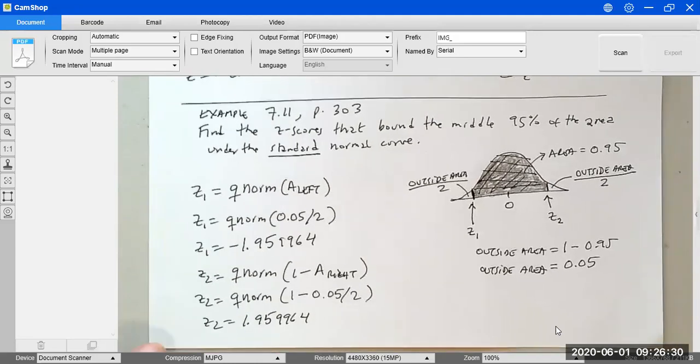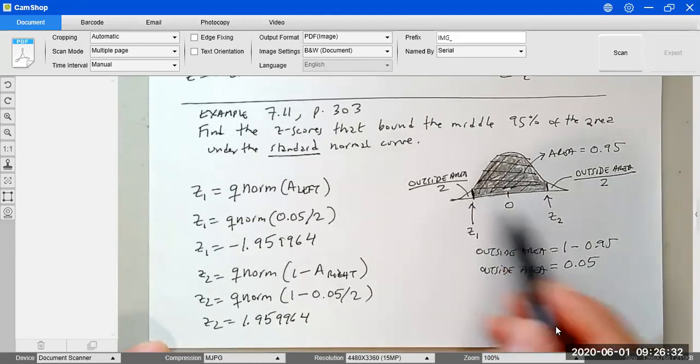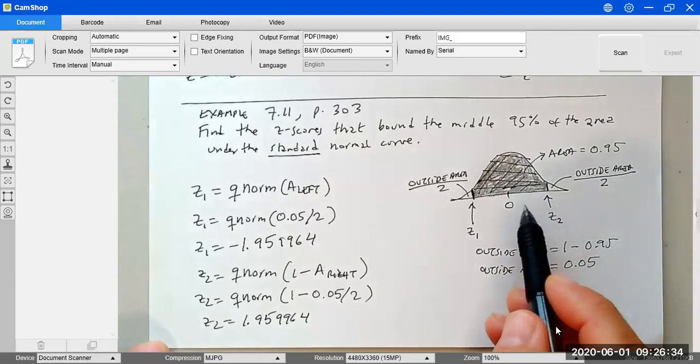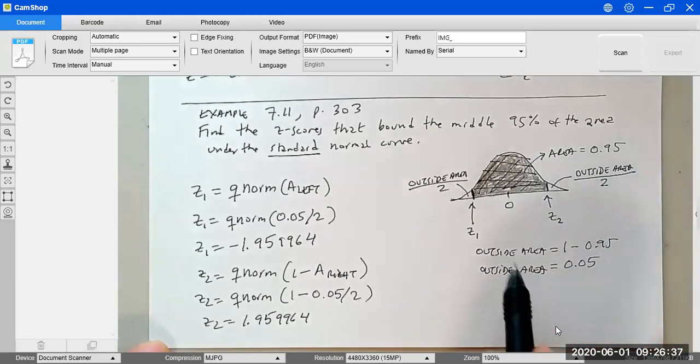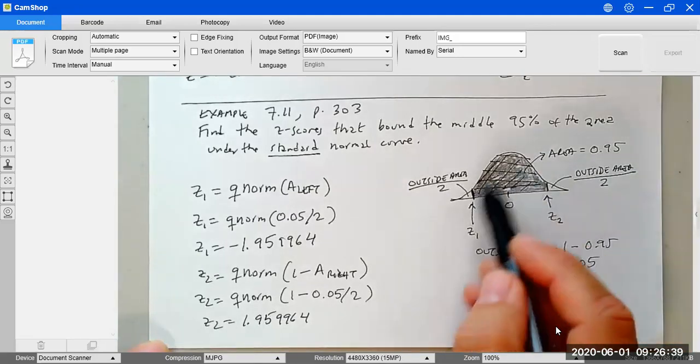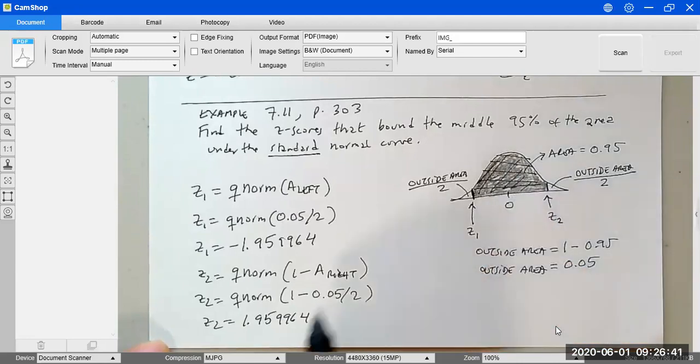So we have here, this value is negative 1.95 and this is positive 1.95. So this is also interesting because we are working with a curve that is symmetric with respect to the center. So that's the reason these values are just opposite in sign.